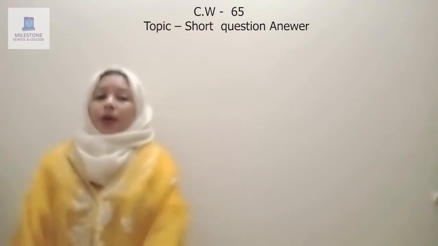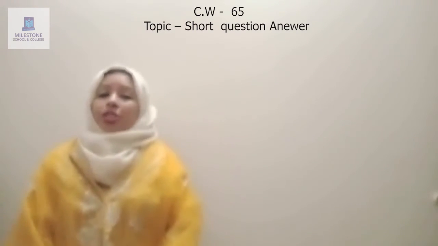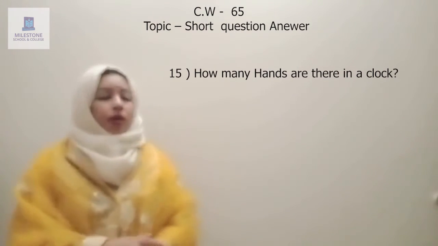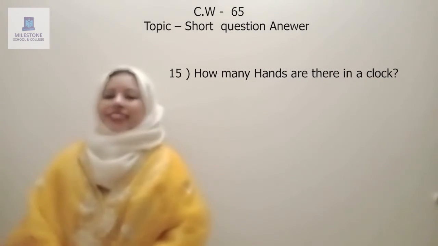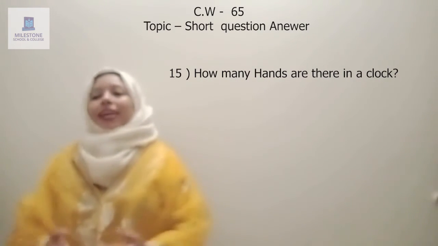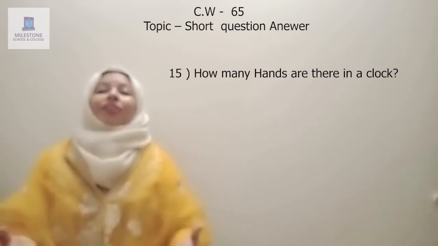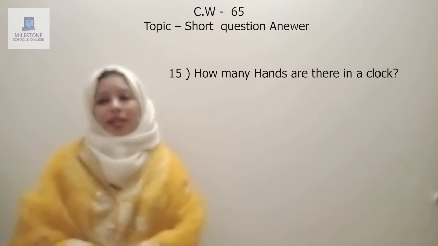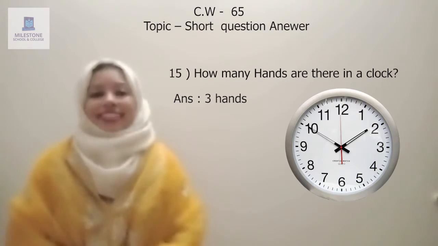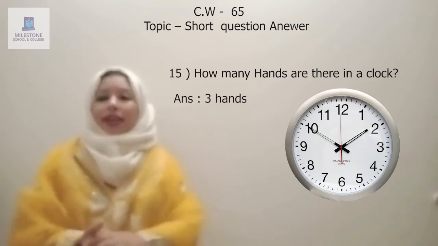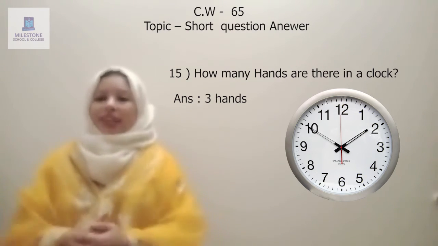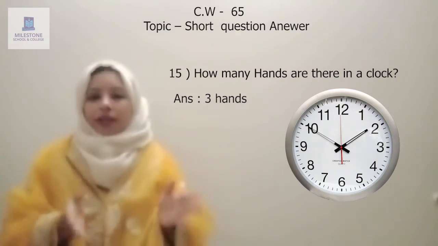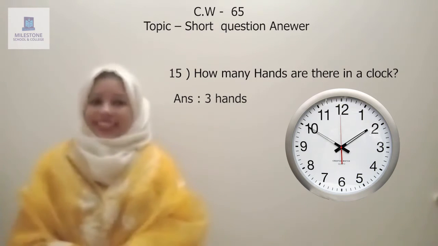Okay, students? Now, question number 15 for you. Question number 15, all of you look at the board. The question is also very easy. How many hands are there in a clock? All of you know about the clock. How many hands does a clock have? Yes, 3 hands. Can you tell me the hands' names? Yes, very good. We know the clock has 3 hands. That is hour, minute, second. Isn't it?